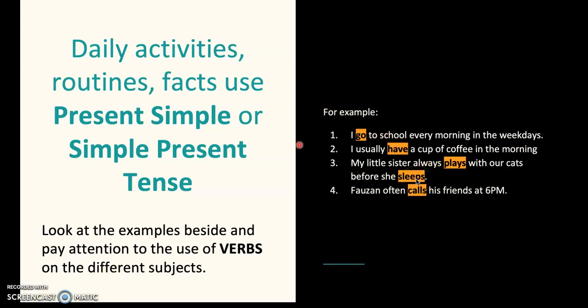So it actually depends on the subject. If the subject is he, she, it, or a singular person, you need to add s, es, or ies after the verb. For example: I go, you go, they go, we go. But if the subject is she, he, or it, it becomes she goes, he goes, it goes. So this is the difference between subject and verb in present simple or simple present tense.